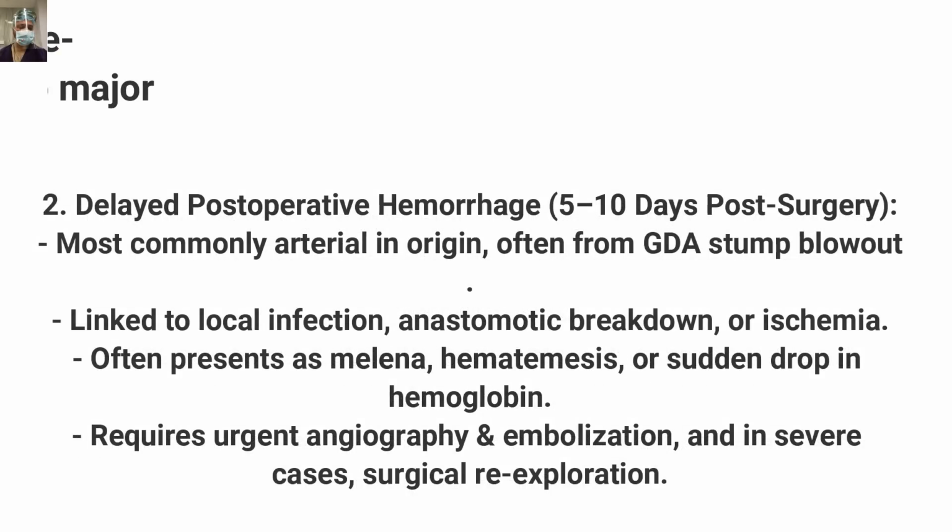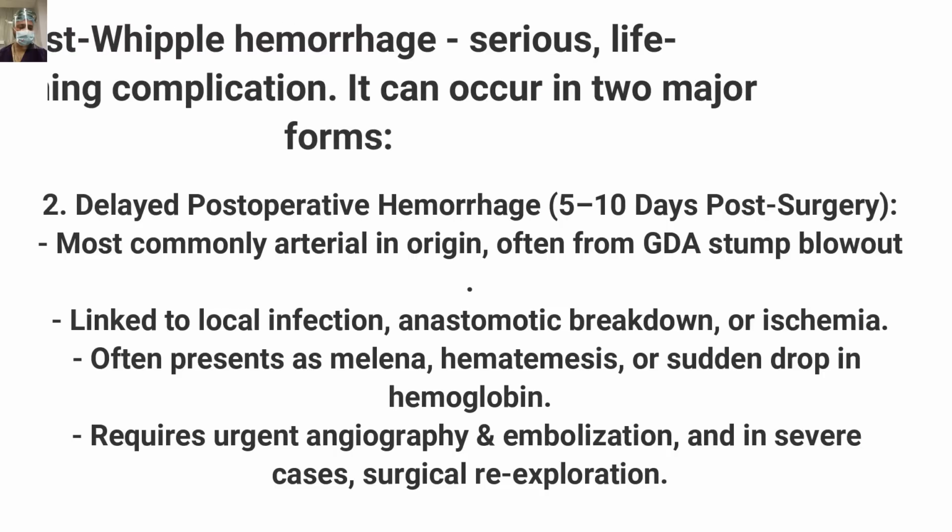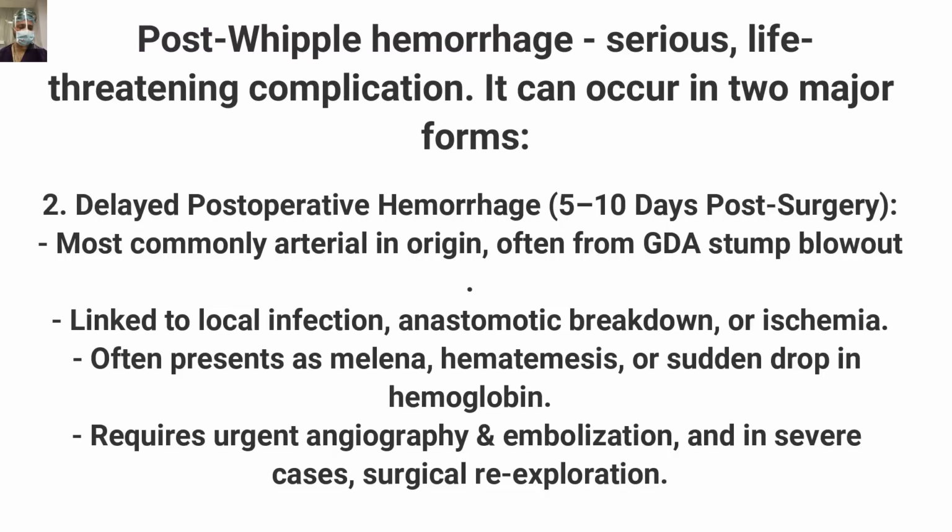The second type of hemorrhage post-Whipple is delayed postoperative hemorrhage, and usually it occurs between 5 to 10 days after the surgery. It is most commonly arterial in origin, often from the GDA stump blowout. Basically, the GDA stump is very close to the pancreatic anastomosis. There is a leak, infection, and pancreatic enzymes leaking that lead to a pseudoaneurysm and blowout of the stump. It is a very troublesome or dreaded complication that can be fatal also, and it requires urgent angiography and embolization, and in severe cases, surgical re-exploration.